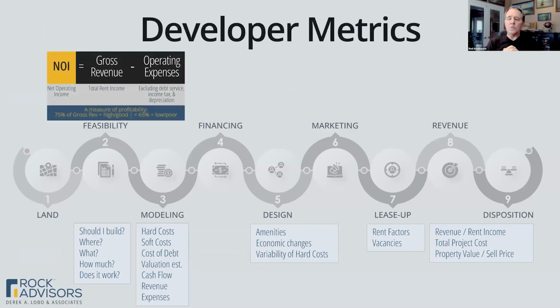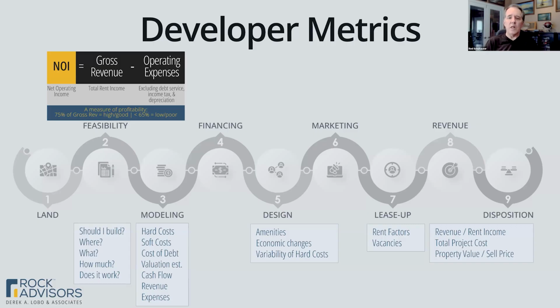Now, what we're going to do is look at some, I'll just call them entry level, basic metrics from two different perspectives. One is the perspective of the developer, which this first slide is going to be about, and then we'll look at the perspective of the financiers or the financial institutions.